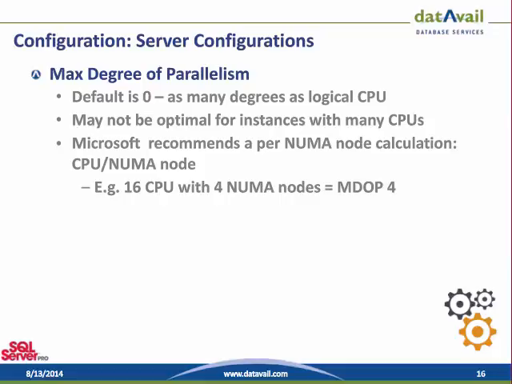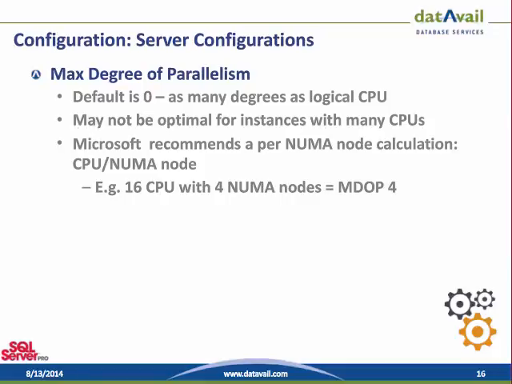If you do have, for instance, four CPUs per NUMA node, you might like to keep those 4 threads on the same NUMA node so that all that memory is local. There's a quick equation here to figure that out. So if you had, for example, 16 CPUs and 4 NUMA nodes, you'd set your max degree of parallelism to 4.